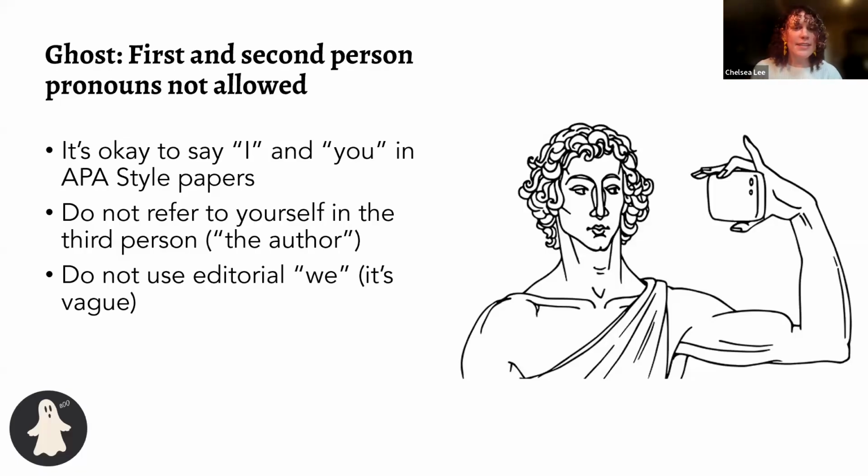Related to this is to avoid the editorial we. This is also called the royal we, which is referring to you, a singular person, in the plural. And people often use that when they want to make a general statement. Like they might say, we all have hopes and dreams. Well, what do you mean by we?